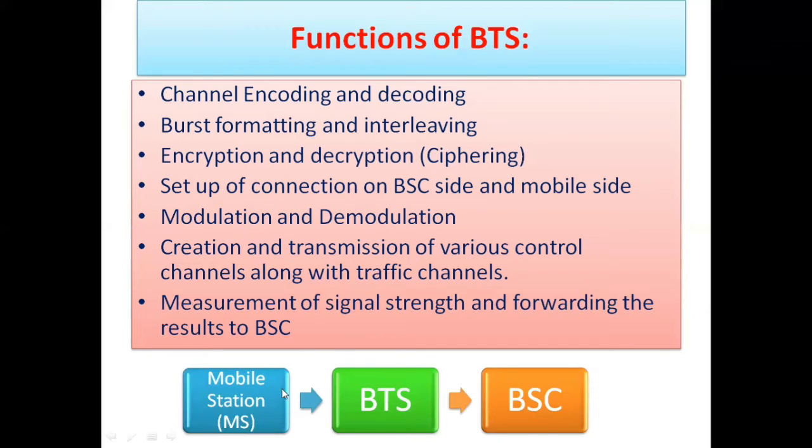Then modulation and demodulation between BTS and MS is again done by the BTS. Please understand here, the user information is transmitted in the traffic channel, but continuously monitoring and establishing the connectivity is done through the control channels. So there are two types of channels: one is a traffic channel, another one is a control channel. Through the traffic channel, user information is transmitted. We also have a control channel, and for various monitoring and for establishing the connectivity, these control channels are used. That is again done by the BTS.